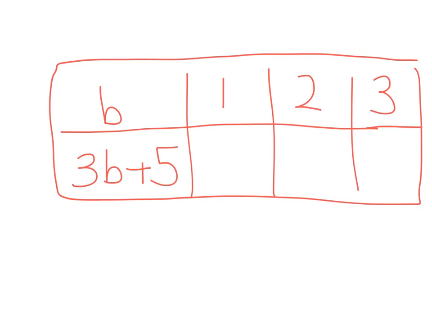So in this type of problem, you're being given a variety of values for b, and you then substitute into this equation here, 3b plus 5. And you're seeing what comes up. So I'm going to do this first problem in blue. So it's going to be 3 times 1 plus 5. So that's going to be equal to 3 plus 5, which is going to be 8.